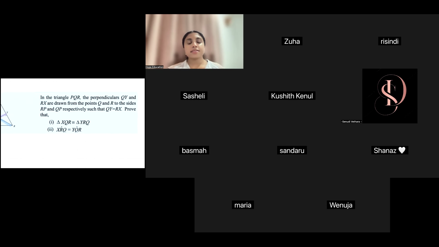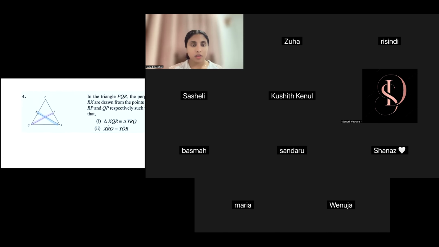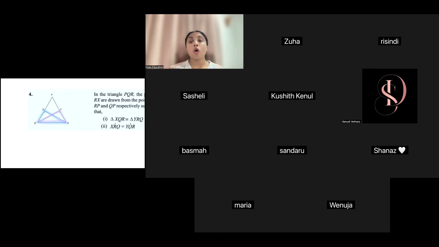Prove that XQR, this triangle, no? XQR is this blue triangle, is equal to YRQ. YRQ is this purple triangle. So we have to show that they are congruent.